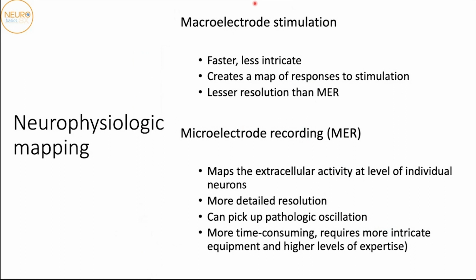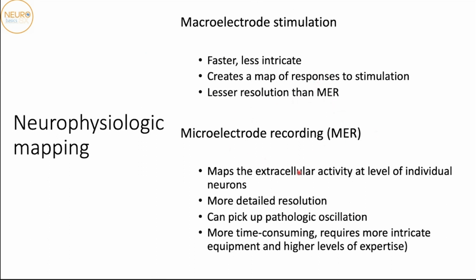Now, macroelectrode stimulation alone is a faster process and does not require as much effort as doing MERs. It is less intricate and creates a map of responses to stimulation, which you can use to guide where your sensory motor areas of GPi or STN may be. But because the lead is much bigger, there is lesser resolution than MER provides.